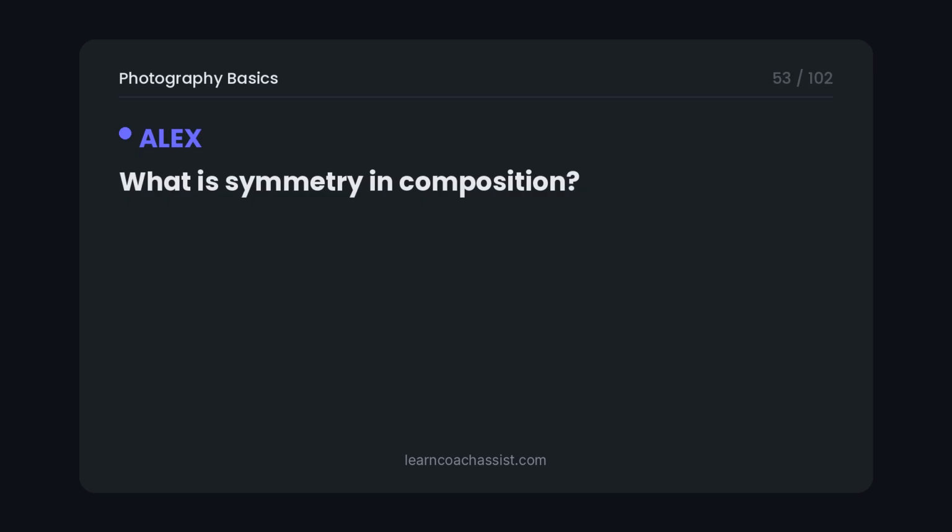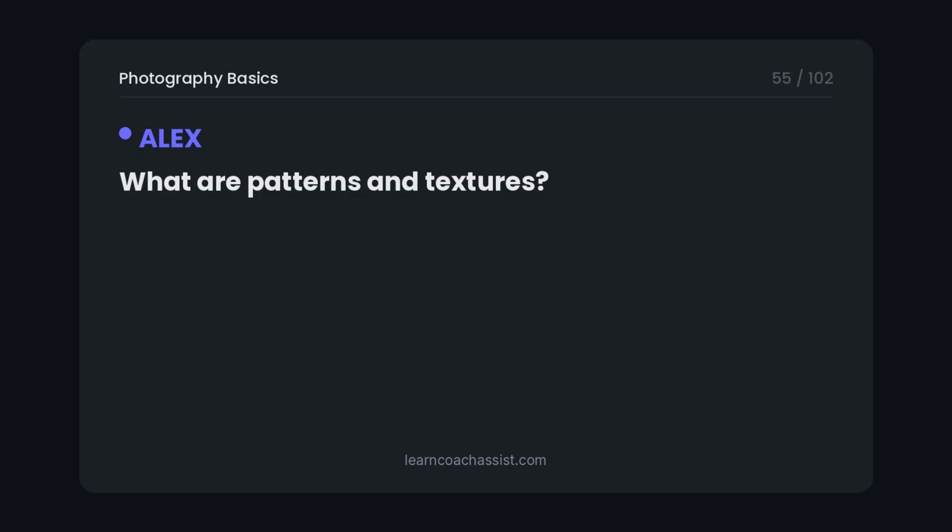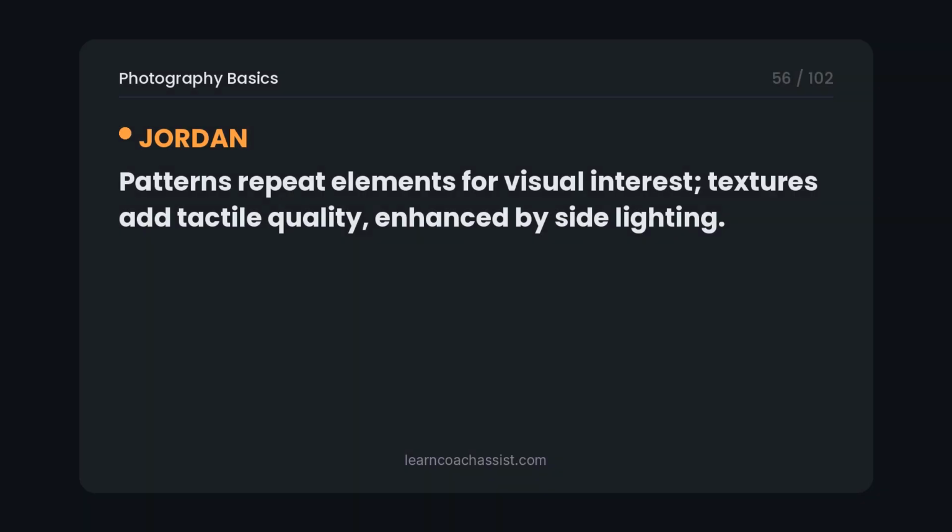What is symmetry in composition? Symmetry centers subjects evenly for balanced, formal images, often using reflections or architecture. What are patterns and textures? Patterns repeat elements for visual interest, textures add tactile quality, enhanced by side lighting.